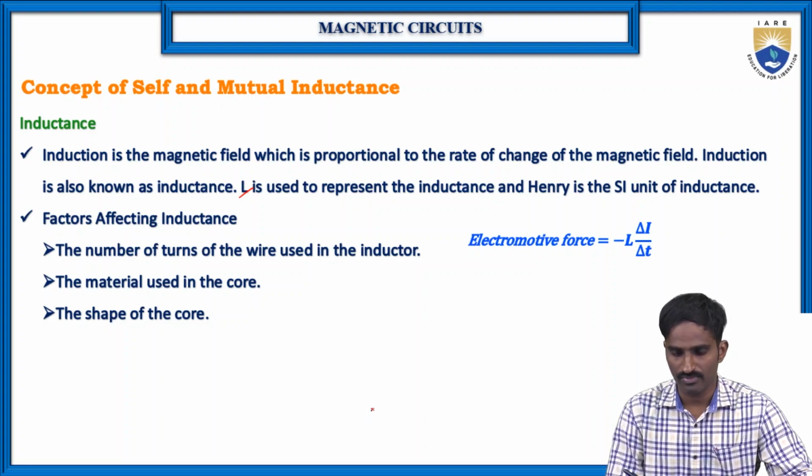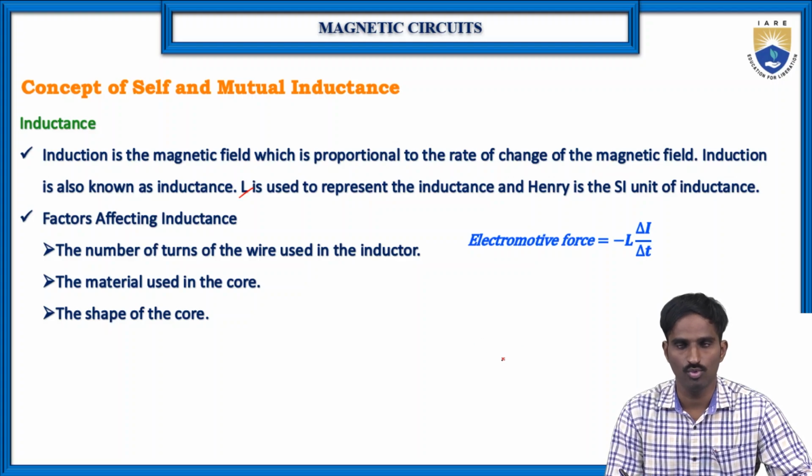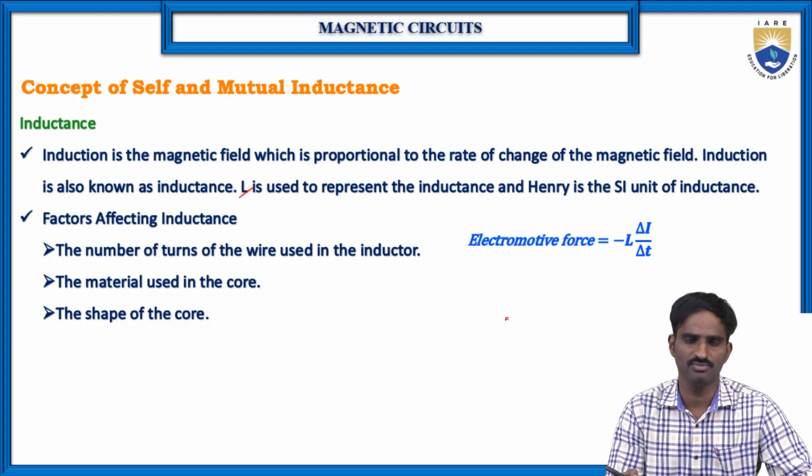There is a formula that I have written, because we have already discussed this equation in Faraday's law of electromagnetic induction. The electromotive force, or simply the voltage, is equal to minus L into di by dt. Here delta I is the change in current, delta T is the change in time, and L is the inductance of that particular coil.